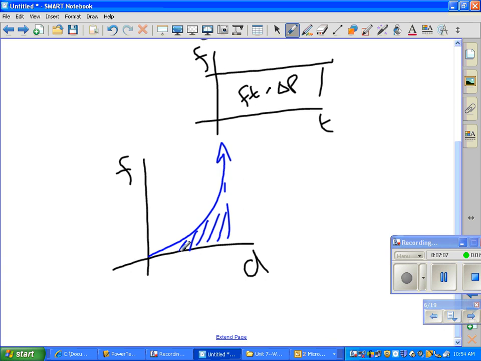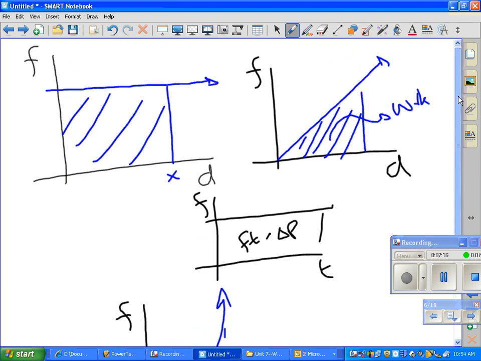So if I just took the integral of an f versus d function, it would tell me the work no matter what it is. In this class, you won't have to do that, but if you ever start studying calculus, you can see how that applies. But you should recognize that if you have a force versus distance graph, the area underneath will be the work.